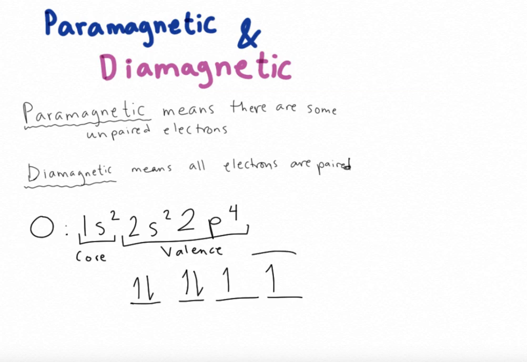And you see these two electrons are unpaired. There should be one right here, and then there also should be one right here. So we can see that these two are unpaired, and because there exists at least one electron that is unpaired, therefore oxygen in its ground state is paramagnetic.